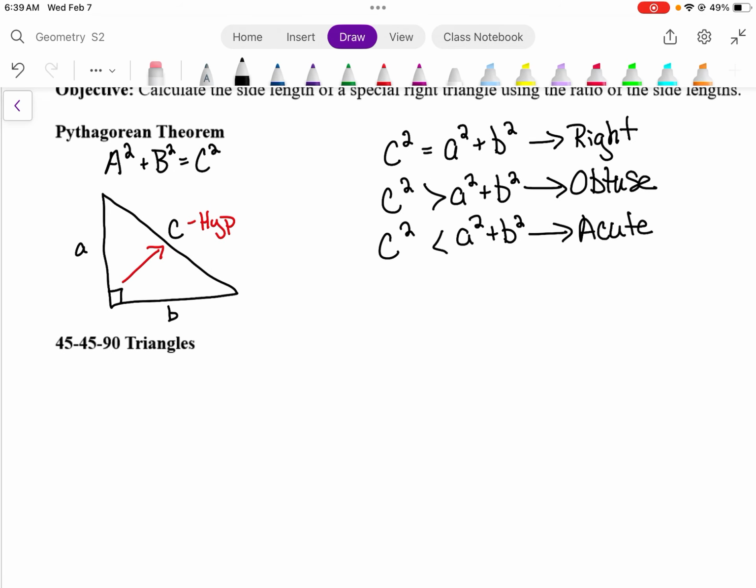The other thing we covered last time was the special right triangle when it is a 45, 45, 90. So this happens when we have a right triangle that is also isosceles, so both of the legs are going to end up being the same length.